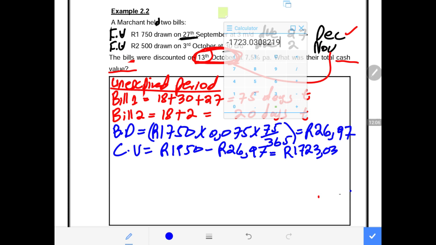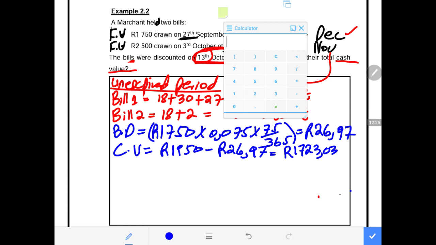So this is what the merchant will receive. But I don't want to do it individually, but this is exactly how it is from an individual bill point of view. If you go to the same bank, then this is what will take place, and we assume that you will go to the same bank, then you'll just get a once-off amount for both of the bills.